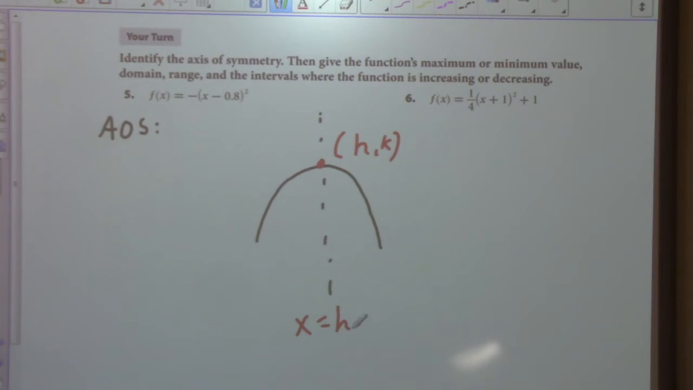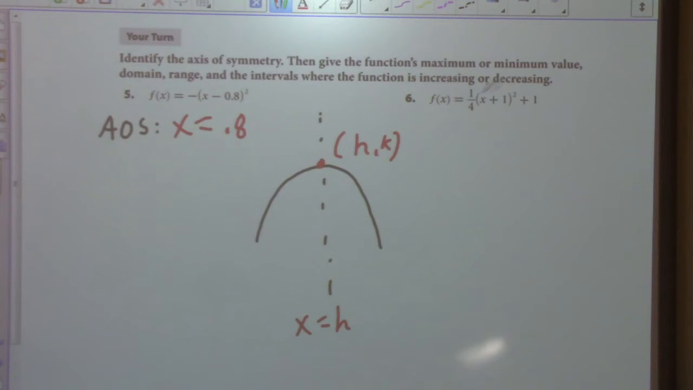Can you read this for me here? What does it say? X equals h. Then what is our axis of symmetry? H. X equals h. 0.8. I was waiting for somebody to say x equals. Yes, the axis of symmetry is an equation. X equals 0.8 in this case.